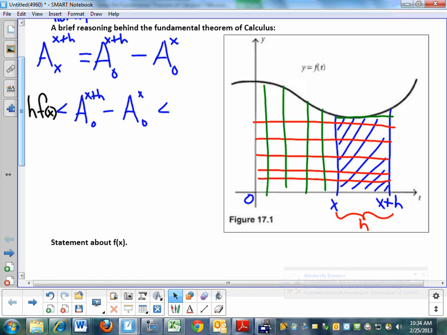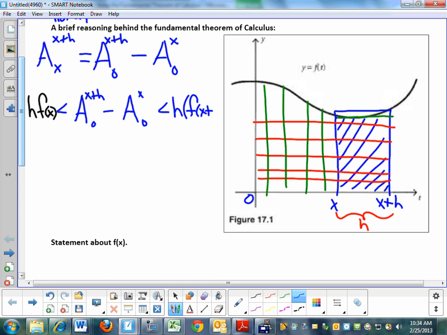Let's do the other side. Would you agree that that's an overestimation? What's the width? H, what's the height? F of x plus h. So we have h times f of x plus h.